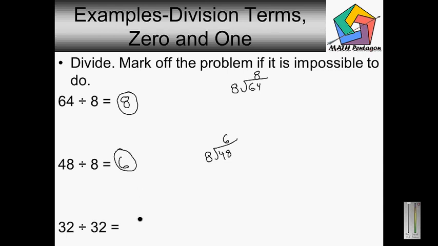32 divided by 32. So how many times does 32 go into 32? Well, that's pretty simple. The final answer to that is 1. So 1 is the final answer. So now let's move on to a few exercise problems so we understand the concept of what we are doing here.